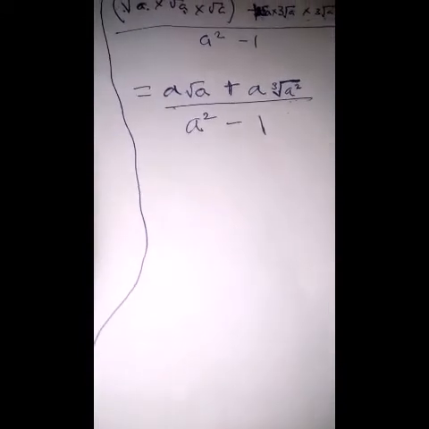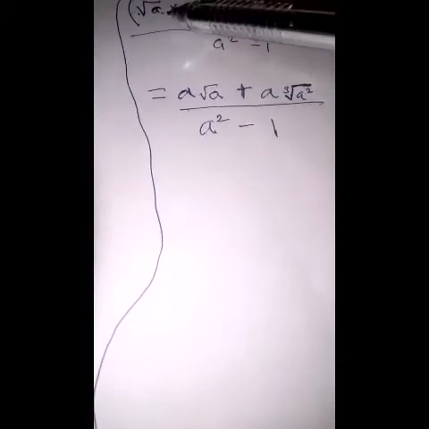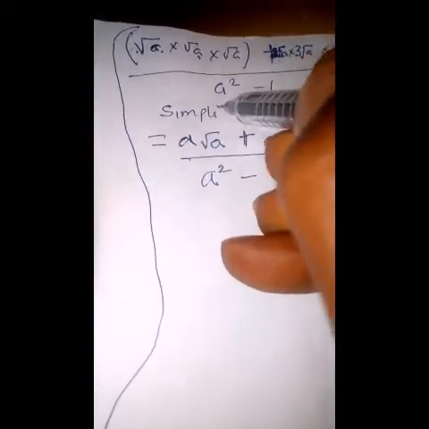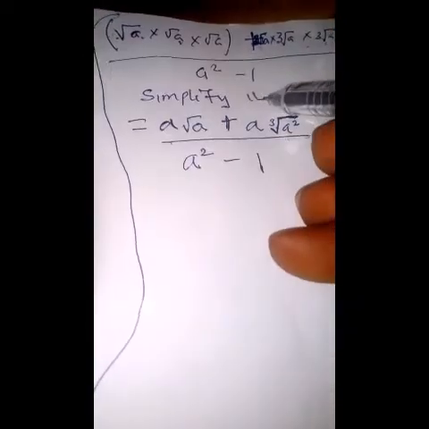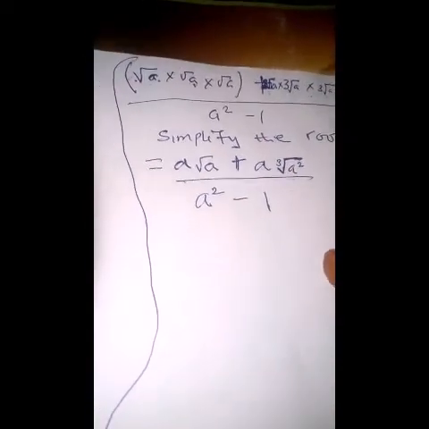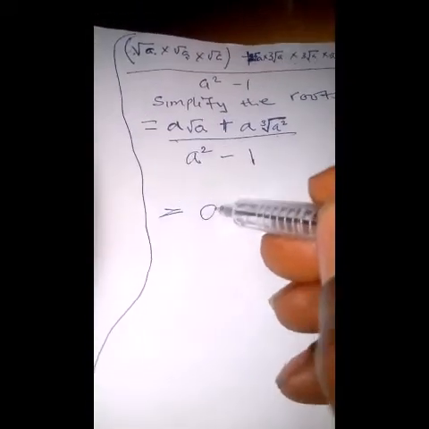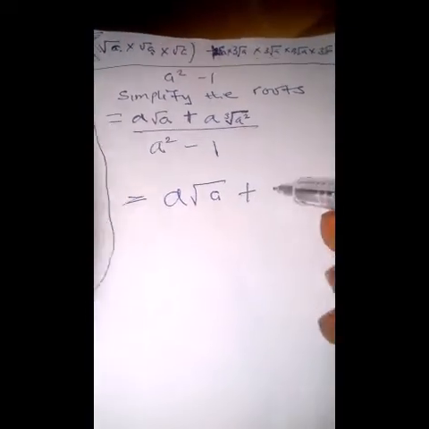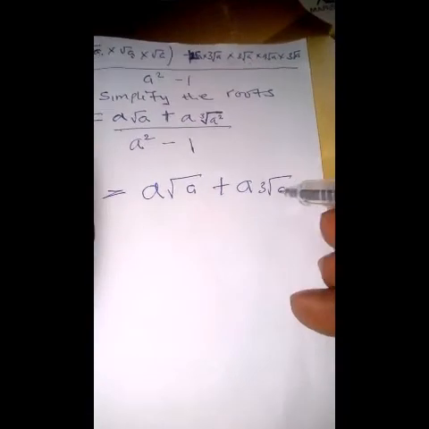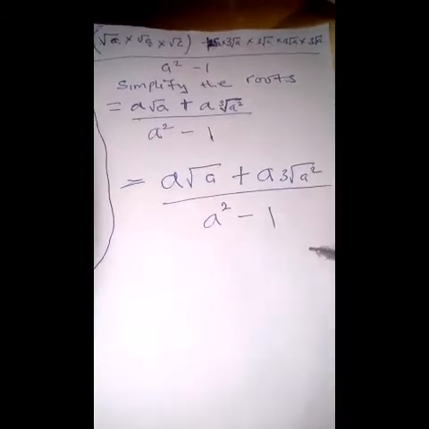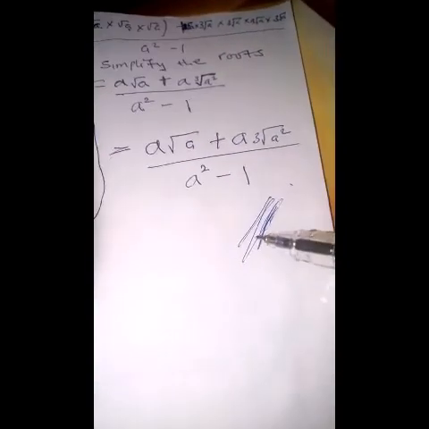So this is simply simplifying the roots. So already here you have the roots. So you can equally say the next thing to do here is to simplify the roots. When you simplify the roots here, you're going to have a root a plus a cube root of a square all over a square minus 1. That is the final answer for this simplification. Thank you for listening.